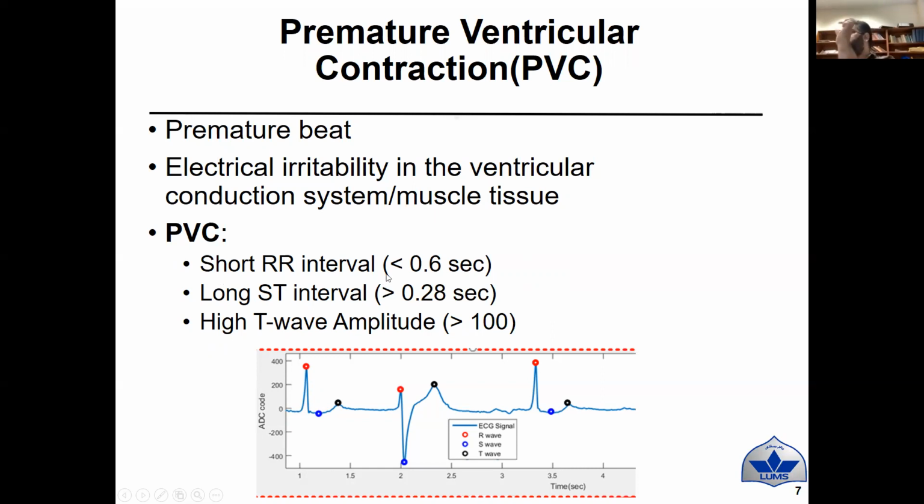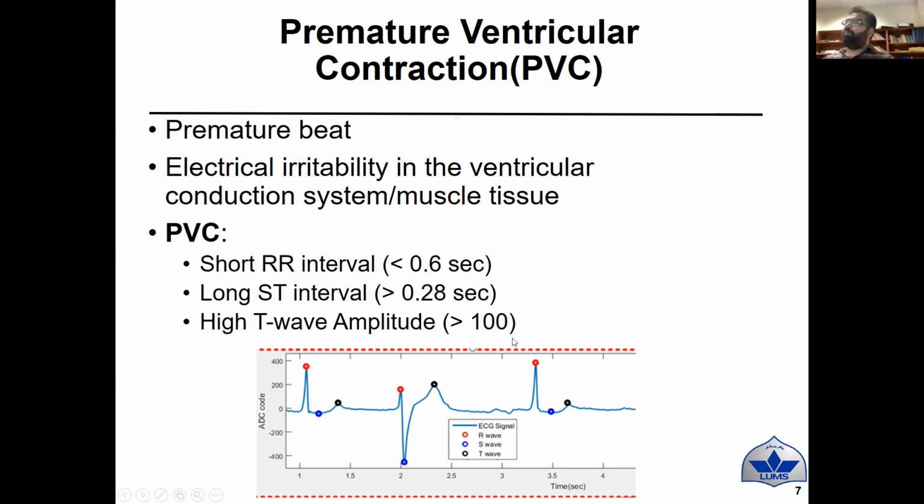Short RR interval: the RR interval is shorter than normal, meaning less than 0.6 second. If your RR interval is less than 0.6 second, that is one condition. What are the other conditions? Long ST interval: the ST interval is longer than normal, meaning more than 0.28 second. Or a higher T wave amplitude: the T wave amplitude is higher than 100. At this moment, I'm placing numeric values because these represent the ADC code. In reality, this should be patient adaptive, but I am placing a fixed value of 100 for the data which is provided to you.